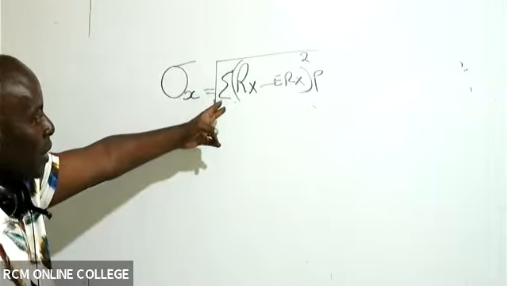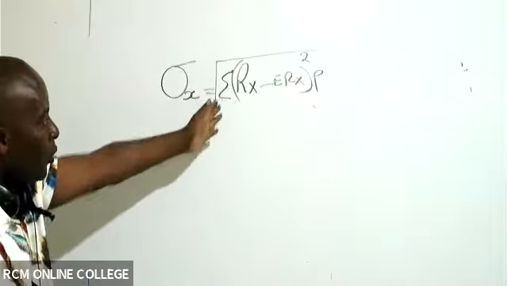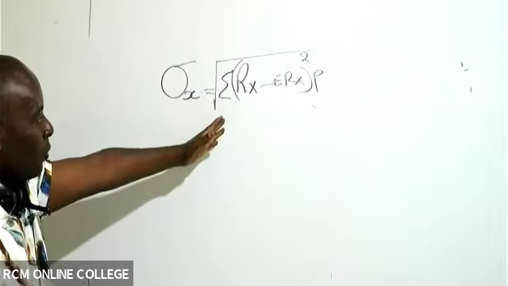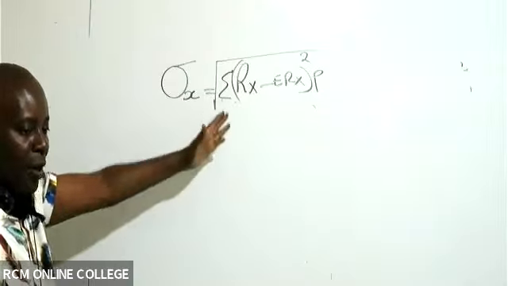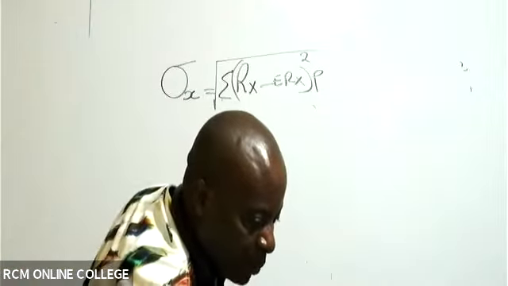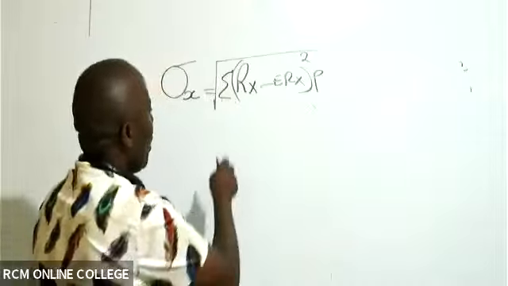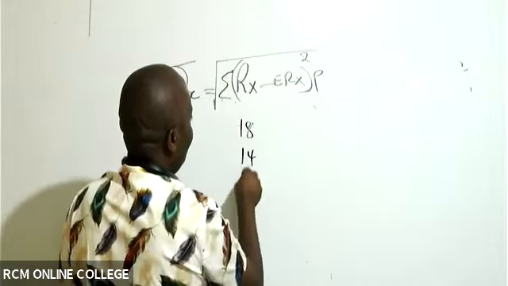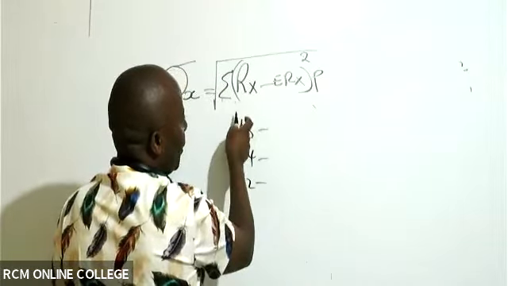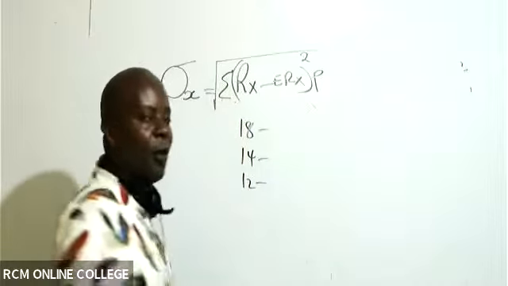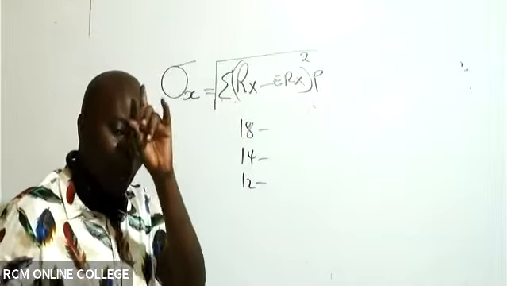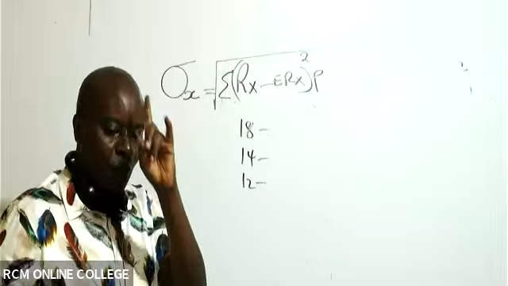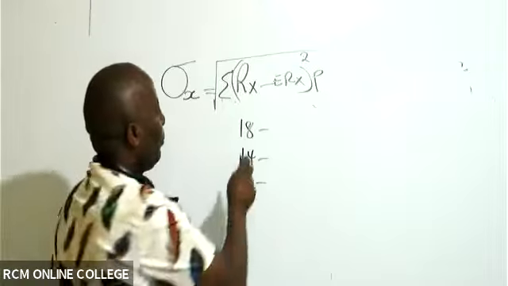So populate this. Population means you start with actual returns. Actual returns, we are picking the ones in the past papers. The ones in the past papers, we have 18, 14, and 12. Those are the actual returns. Expected returns, we found expected returns in part 1 of the question. It was 15.4.